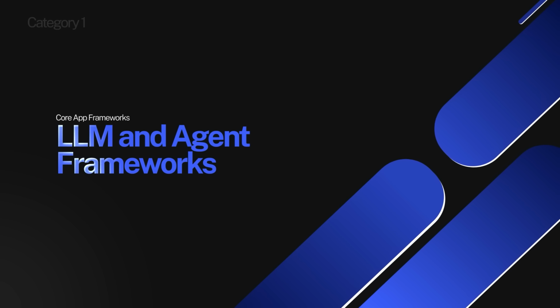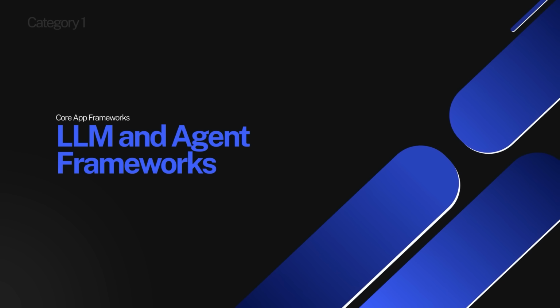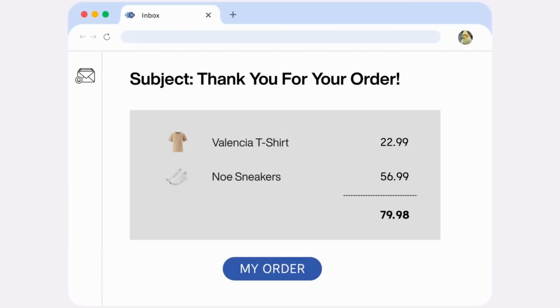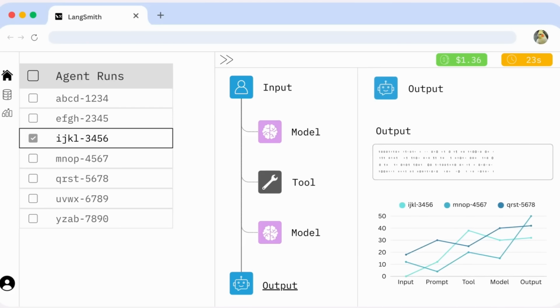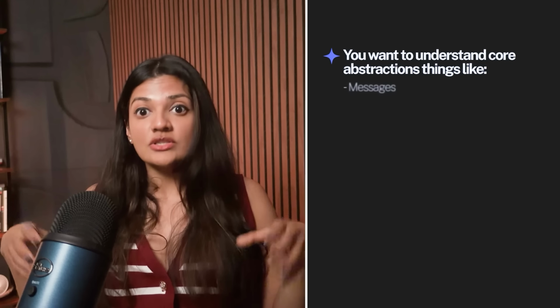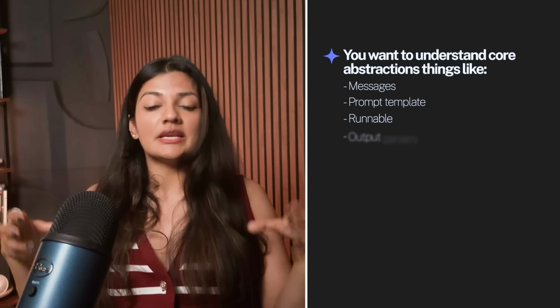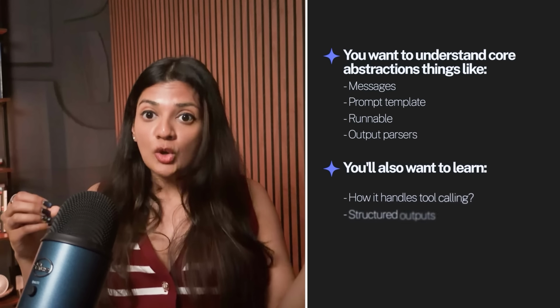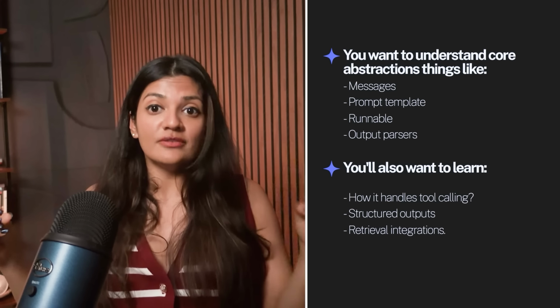Alright, let's start with the foundation. This is where you build and orchestrate your AI applications. The first tool most people learn is LangChain, and honestly, it is still a great starting point. It has broad integrations, pre-built patterns, and it lets you get up and running fast. You want to understand core abstractions, things like messages, prompt templates, runnables, and output parsers. You'll also want to learn how it handles tool calling, structured outputs, and retrieval integrations.